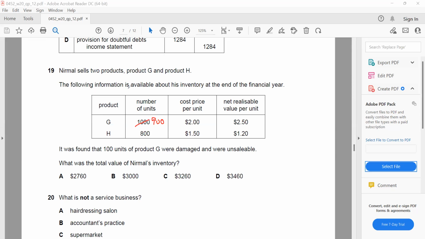Valuation of inventory says to choose the lower of cost and net realizable value. Which one is lower? Cost is lower. So you take the quantity times the lower price to get your total inventory. So 900 times 2, so you get 1,008. And then 800 times 1.2 is 960. So plus 1800, 2760. So this is the amount, we get 19. Okay, now let's move on.